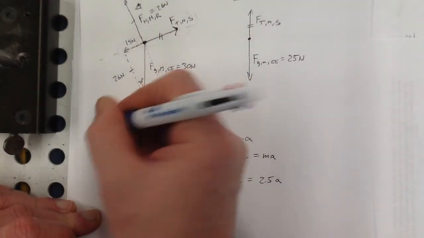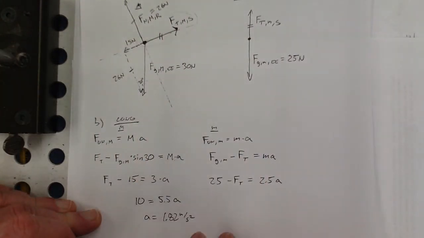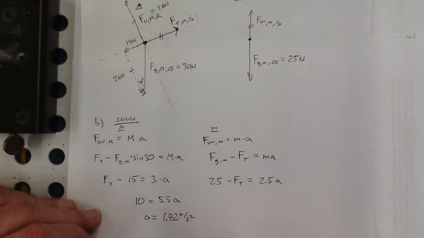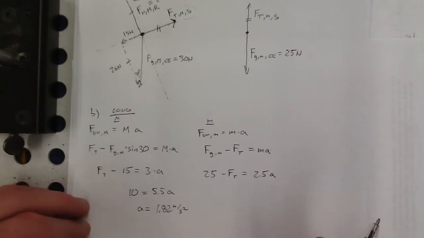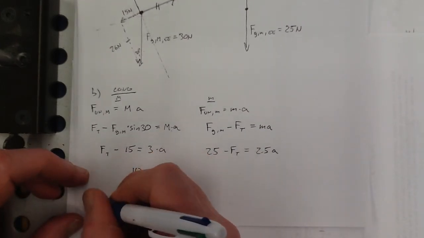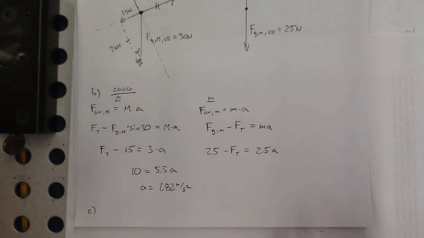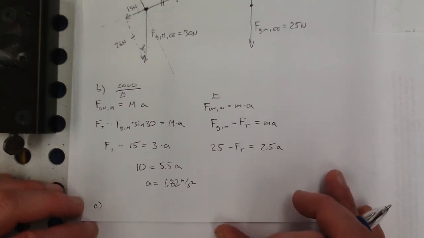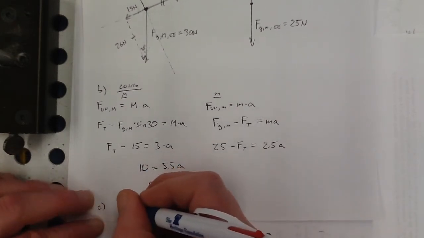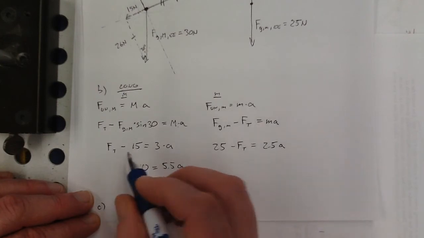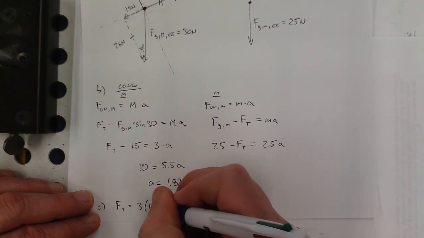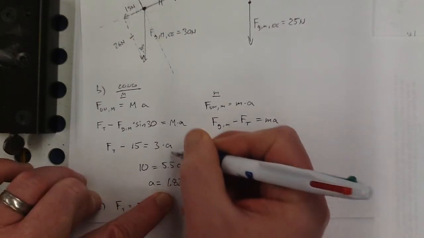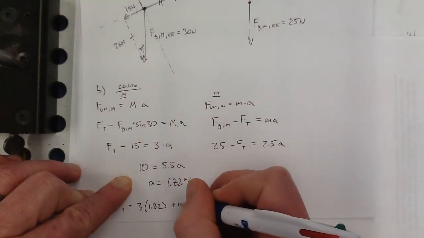That's part B. Determine the tension in the string. How do we do that? Well, you can use either one of these equations that you have here. Geez, it really doesn't matter, does it? Let's just do both real quick so we can confirm. So here, the force of tension would be equal to, if I added the 15 over here, it'd be 3 times 1.82. I'm plugging the 1.82 in here, and then plus the 15.